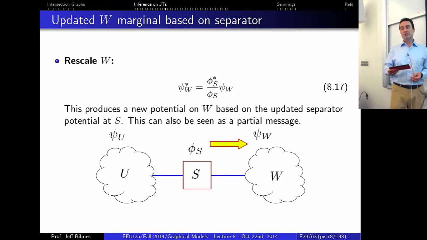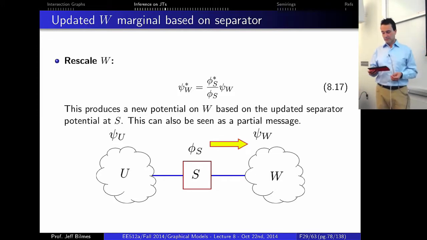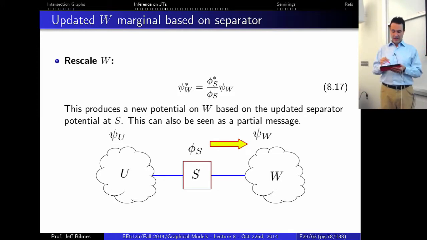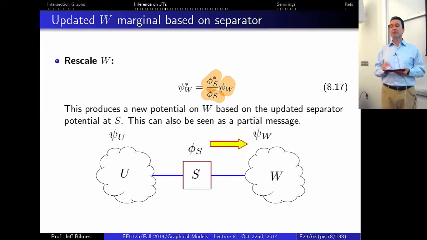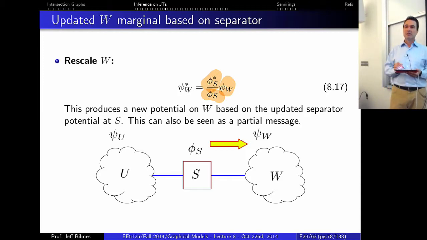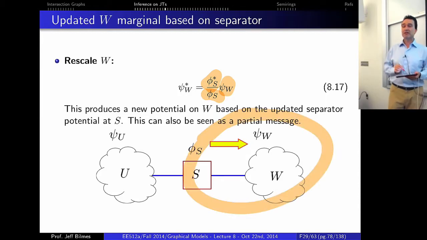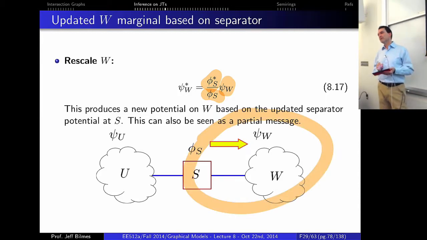The next thing we're going to do is rescale at W. We're going to take the original potential at W, divide out by the old separator potential, and multiply in by the new separator potential that we've just computed. And so this also can be seen as another half message, a message from the separator to the cluster at W.